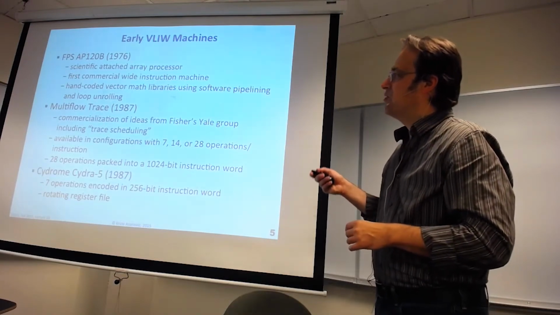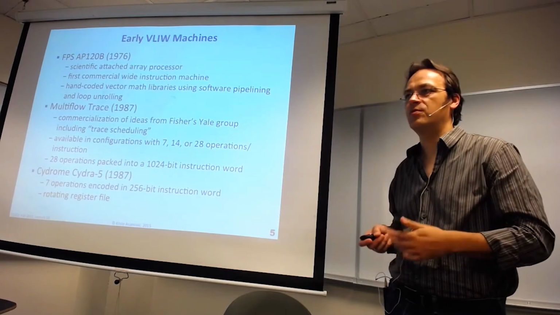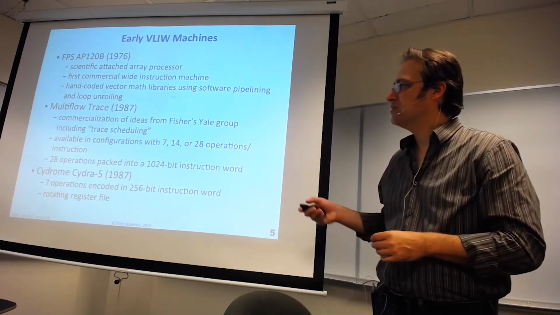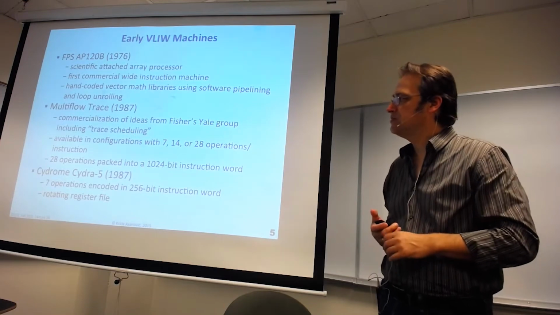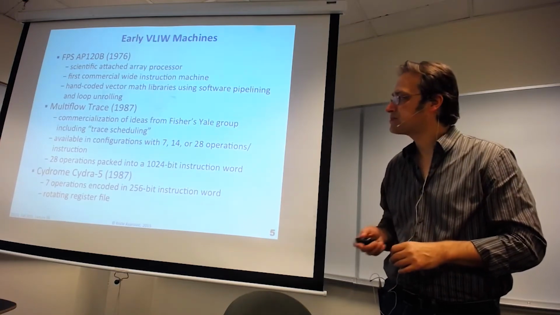But we'll talk about software pipelining and loop unrolling, which are two of the main software mapping techniques people use to get good performance on loops. But for more general purpose code, the idea of trace scheduling was really what led to people thinking about using VLIW in a more general purpose setting, not just for loops.